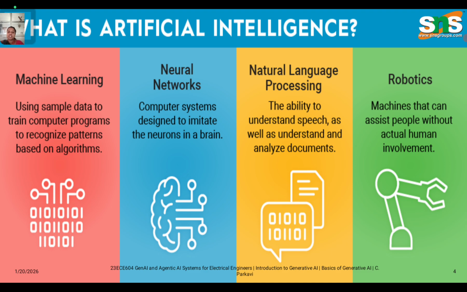So, what is artificial intelligence? It comprises machine learning, neural networks, natural language processing, and robotics. Machine learning: using simple data to train computer programs to recognize patterns based on algorithms. Neural networks: computer systems designed to imitate the neurons in a brain. Natural language processing: the ability to understand speech as well as understand and analyze documents. Next comes robotics: machines that can assist people without actual human involvement.